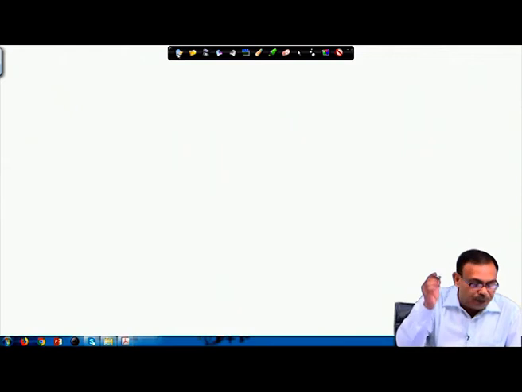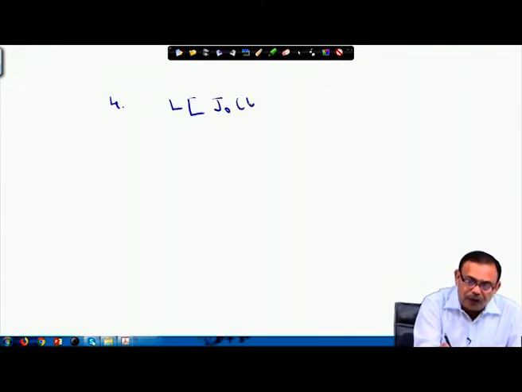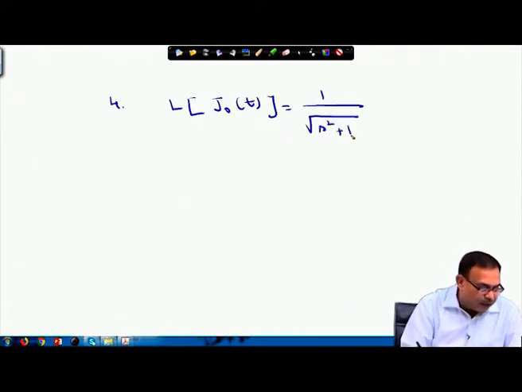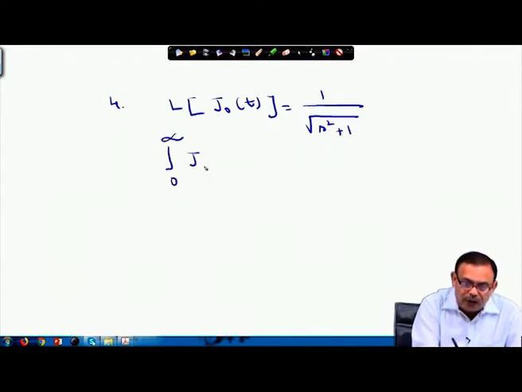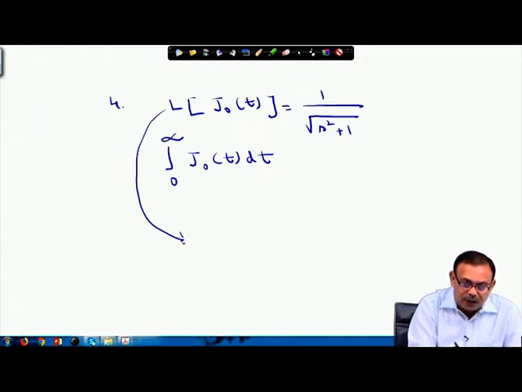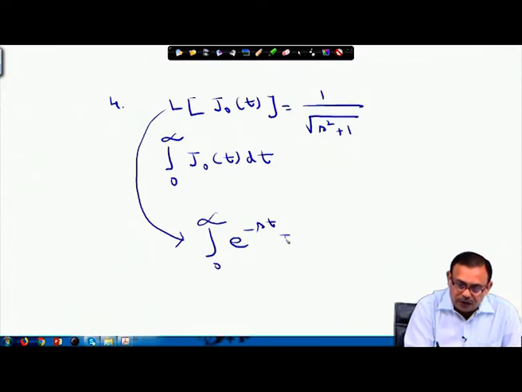And number 4 was the Laplace transform of J0(t). Already we know this is 1 by root over s squared plus 1. This we know. Therefore, what will be the value of the integral from 0 to infinity of J0(t) dt? Actually, what is this? From the definition, this is nothing but the integral of e to the power minus st into J0(t) dt.